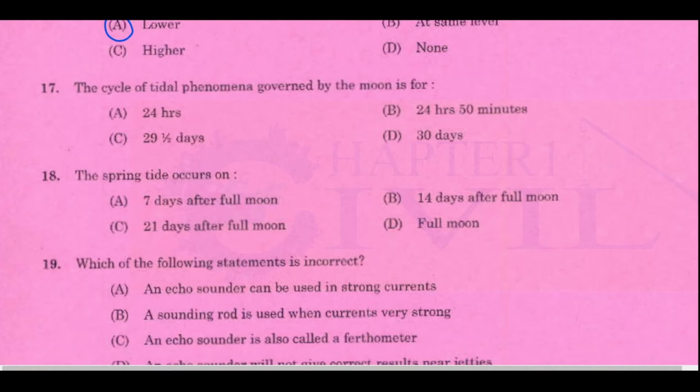Question number 17. Cycle of tidal phenomena governed by the moon is for 24 hours, 24 hours 50 minutes, 29 and a half days, 30 days. Cycle of tidal phenomena is for 24 hours and 50 minutes. Question number 18. The spring tide occurs on 7 days after full moon, 14 days after full moon, 21 days after full moon, at full moon. Spring tide occurs on full moon.